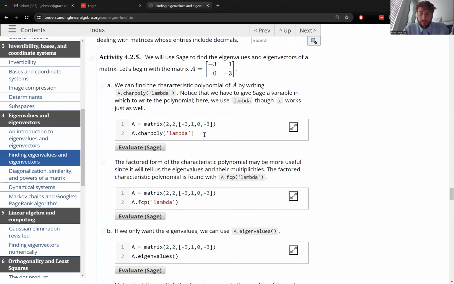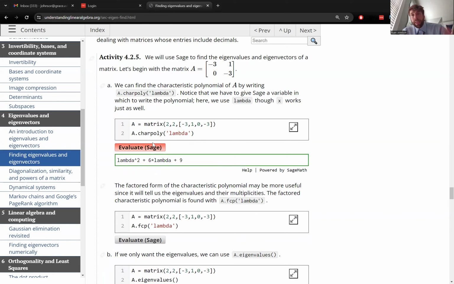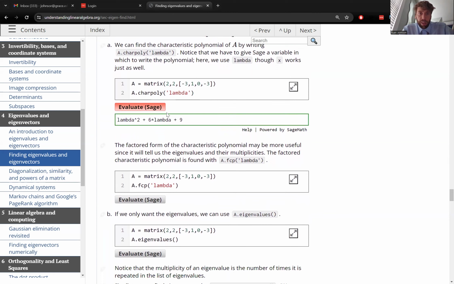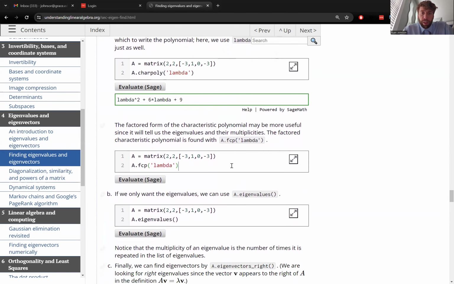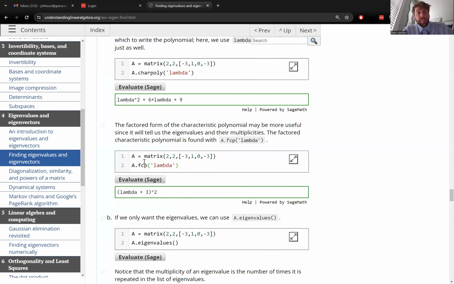It's already been put in Sage for me. If I do A.charpoly, that gives me the characteristic polynomial of the matrix. If you don't want lambda, if you just want x, it'll give you an x, but I'll keep it in lambda. You can also have it automatically factored, with FCP, which stands for factored characteristic polynomial.